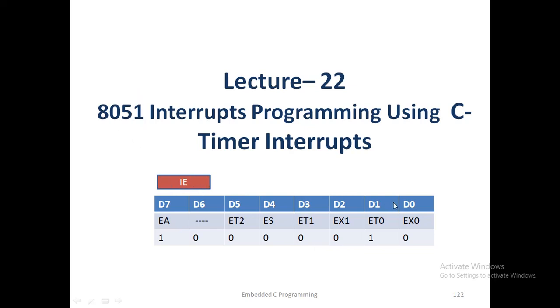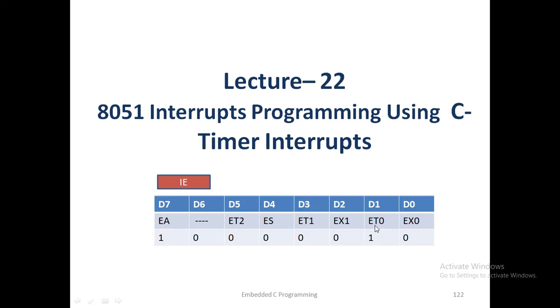It consists of 8 bits, that is D0 to D7. The D0 bit enables external hardware interrupt 0, then enables timer 0 interrupt, enables serial communication interrupt, and external access. So in this lecture we are going to see timer 0 interrupt. That's why I make this particular bit 1, as well as this external access bit also 1. So we can call it a global enable.